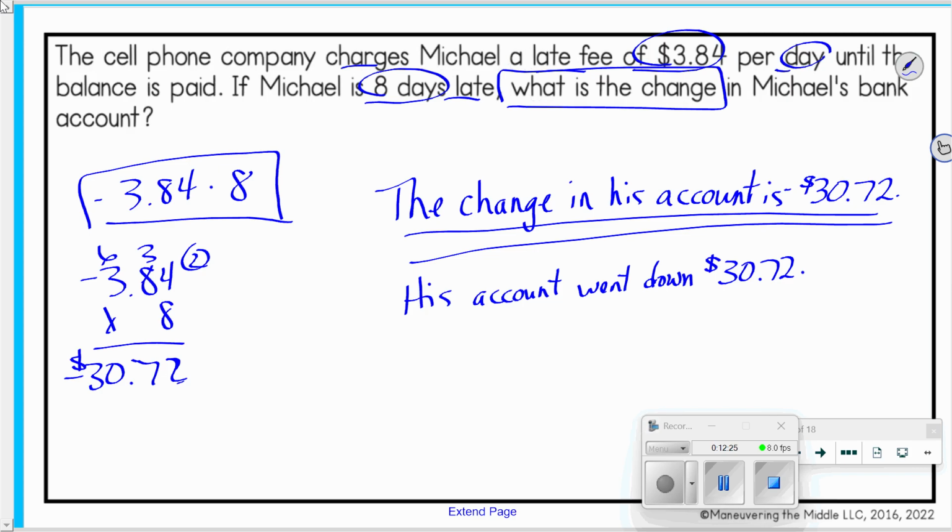Does that make sense for everybody? Do you understand the math behind it? Do you understand why we set it up with that negative sign? Yes, because it's going down. Is anybody confused on any of these steps? We're all doing good?